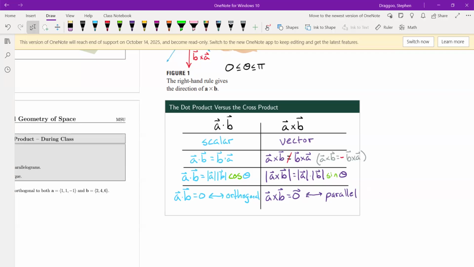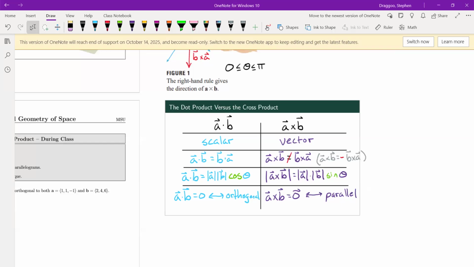Just a quick reference chart for the difference between the dot and the cross products, or just a holistic look at the difference between them. Again, if I look at the dot product, my result is a scalar or just a number, whereas the result for cross product is a vector. Their magnitudes are both fairly similar, or at least they're both the magnitudes of the original vectors multiplied together times either sine or cosine of theta. Cosine for the dot product, sine for the cross product.